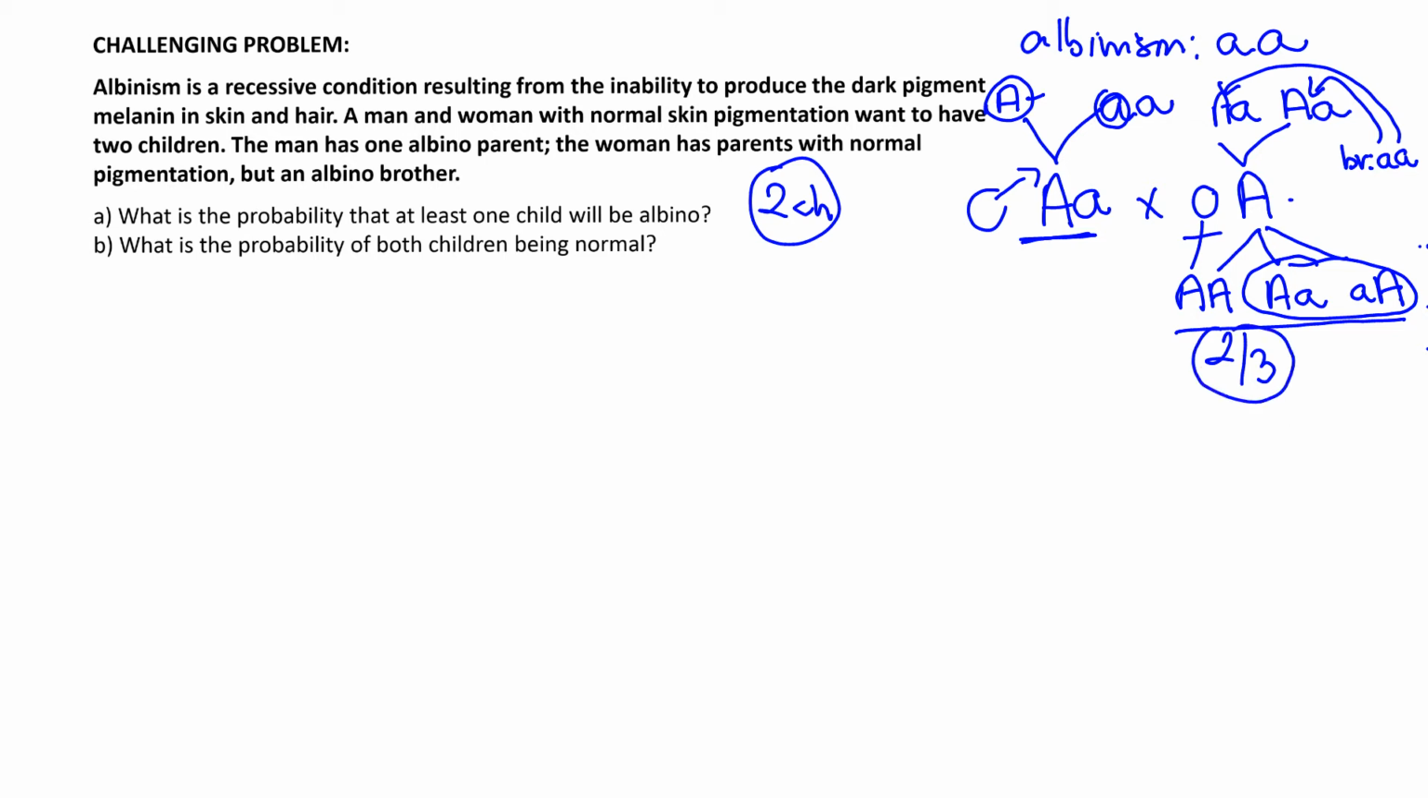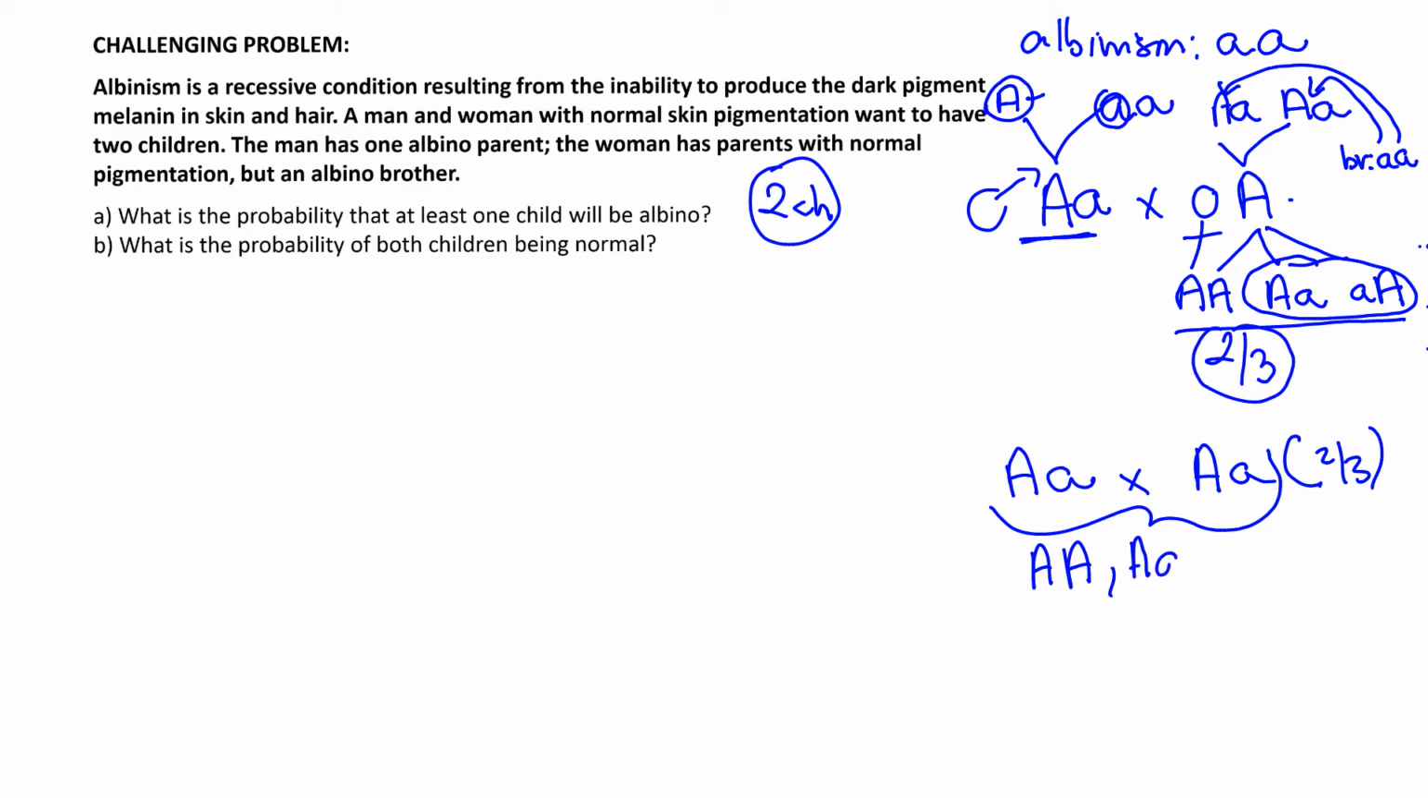Now let's solve the cross between these two people. So the father is heterozygous and the mother is also heterozygous, where the probability of her being heterozygous is 2/3. Now what are the possible genotypes of this cross? So the children of this couple can be heterozygous, homozygous dominant, heterozygous, or homozygous recessive. So the question asked about albino children. So only 1/4 of children will have the albino genotype.